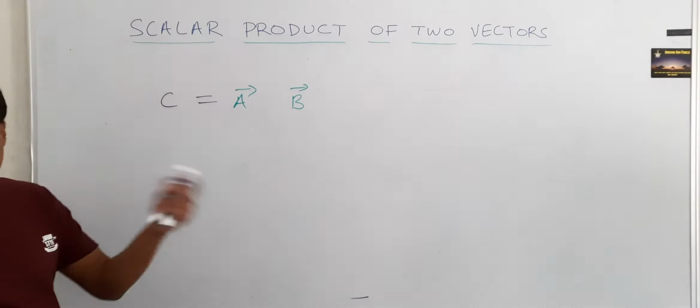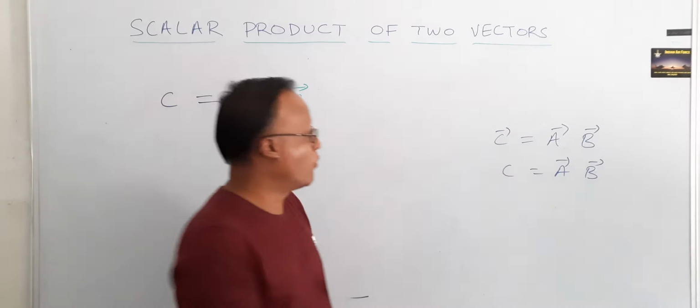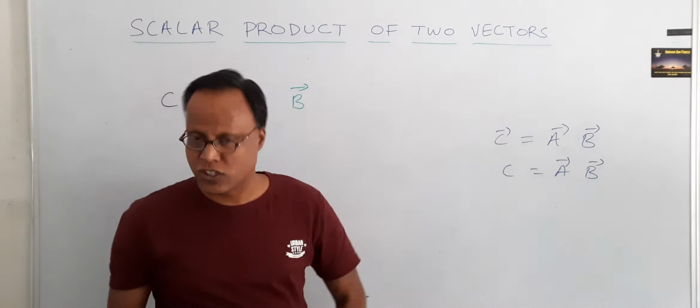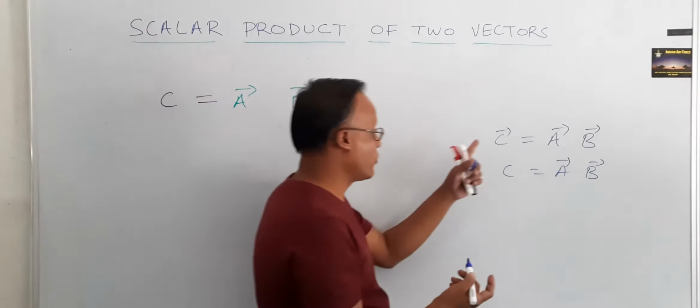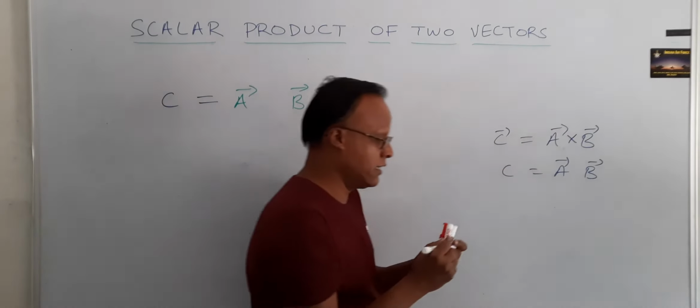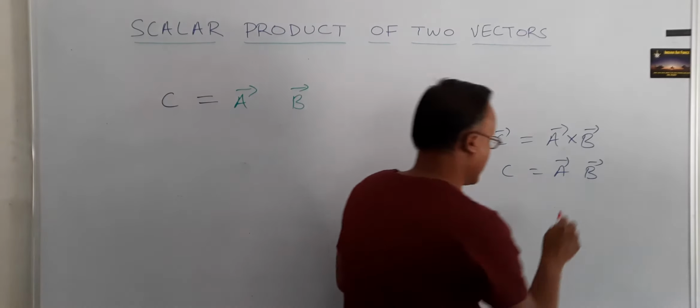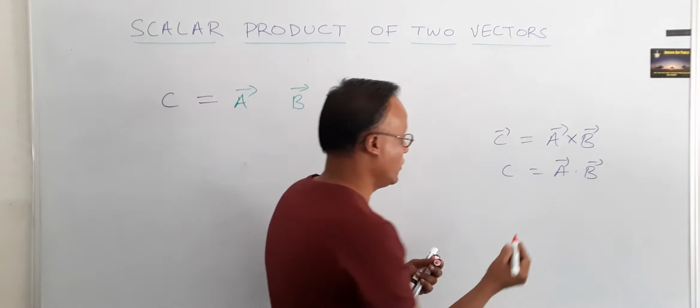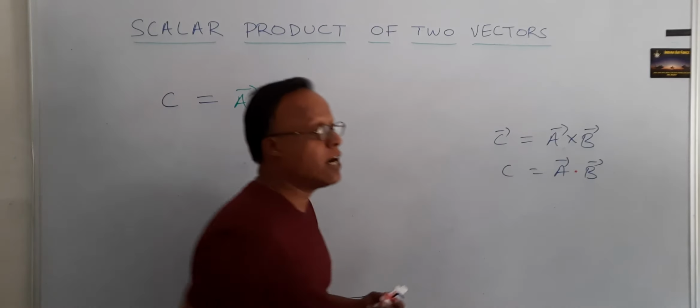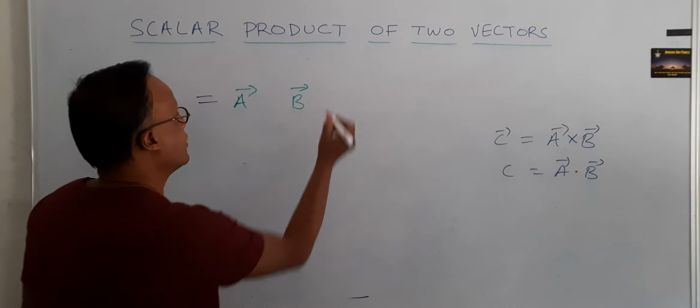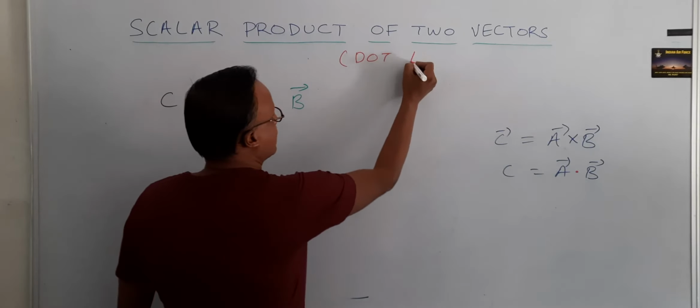To distinguish, let me tell you one more thing. Suppose A vector, B vector. I told you that when you multiply it, after multiplication, it may be a vector or it may be a scalar. So which sign do we use? If we use a cross in both places, how can we distinguish them? So for the vector product we use a cross sign, and for the scalar product we use a dot sign. So here we use the dot sign. That's why this product is also called the dot product.